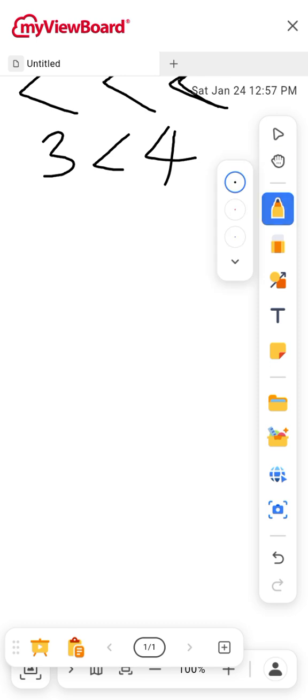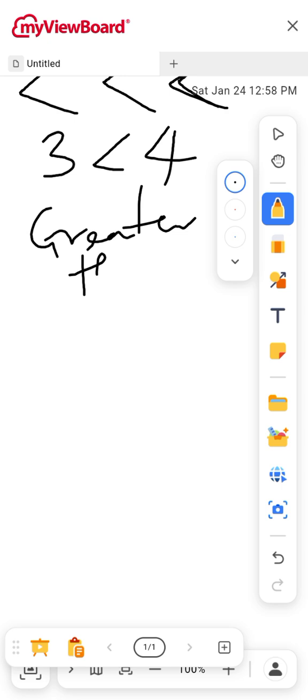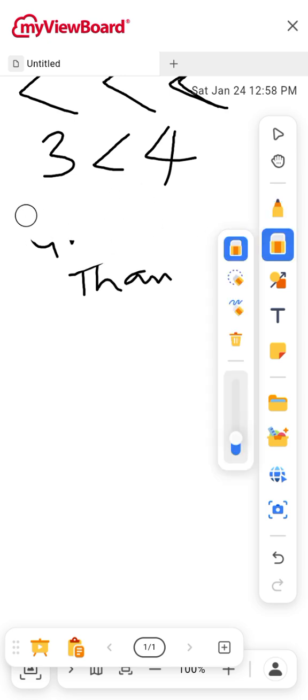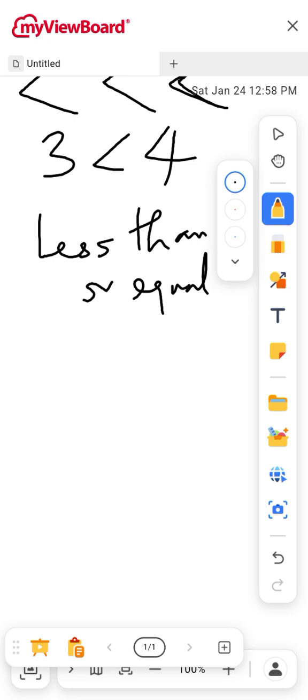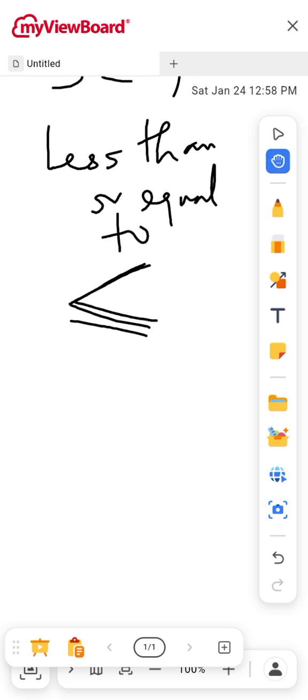The next sign we are going to talk about is our greater than sign. But before that, let's talk about less than or equal to. Your less than or equal to sign is like this: less than or it is equal to this. Am I making sense? This is our less than or equal to sign. We are going to understand all of this in due course.